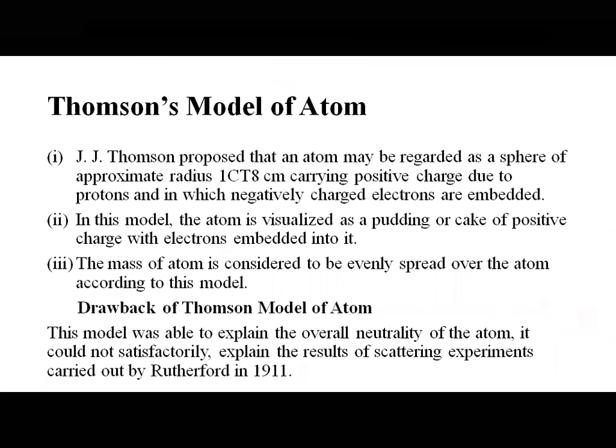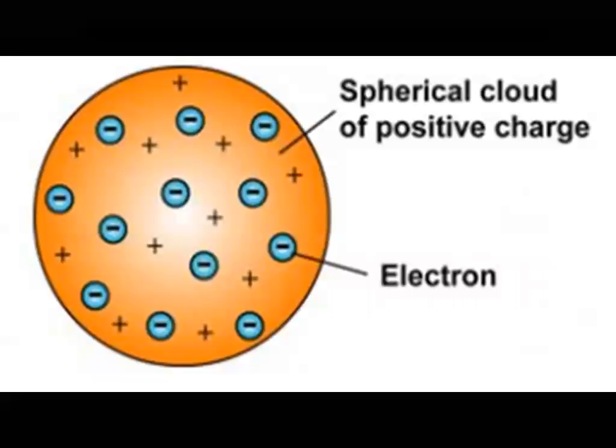So what he did, he proposed that the atom may be regarded as a sphere of approximate radius, say 10 raised to minus 10, carrying positive charge due to protons, and in which negatively charged electrons are embedded. In this model, the atom is visualized as a pudding or a cake of positive charge with electrons embedded into it. You can call it a watermelon model also. The mass of the atom is considered to be evenly spread over the atom according to this model. So what he said, the entire mass of an atom is distributed evenly throughout the atom.